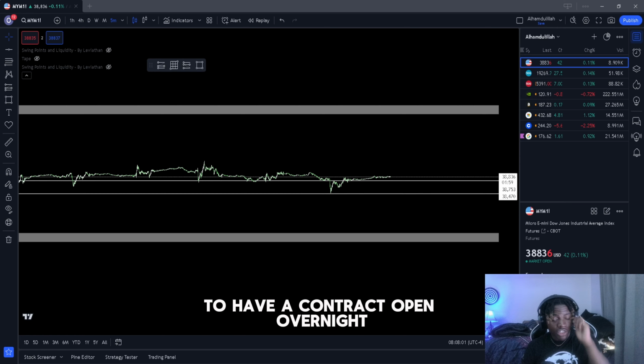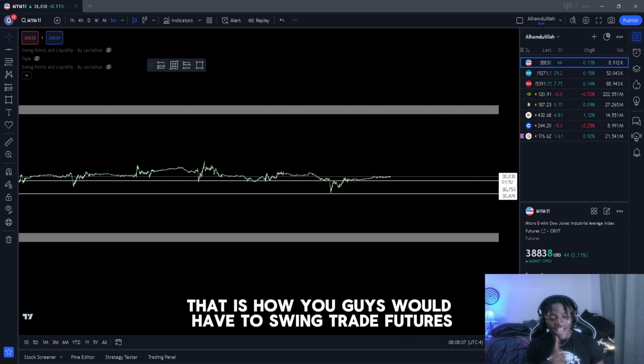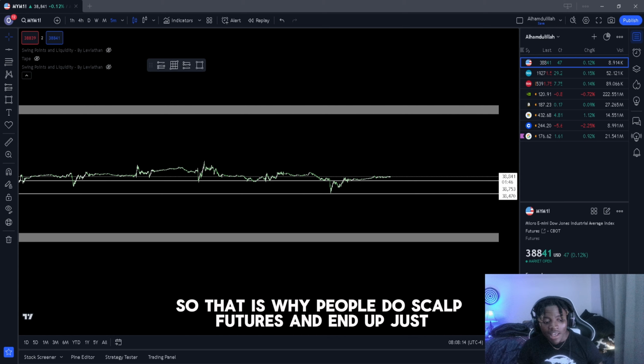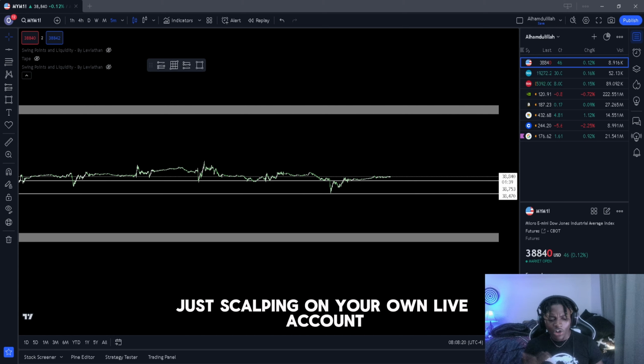So in order for you guys to have a contract open overnight per one micro contract, it would cost you $1,000. So that is how you would have to swing trade futures. In order to swing trade futures, it's a lot more lengthy and requires a lot more money. So that is why people do scalp futures and end up just taking the prop firm route, or once again, just scalping on your own live account.